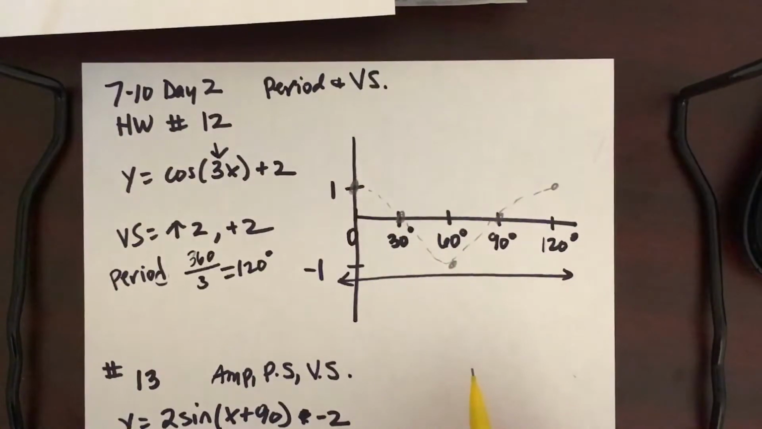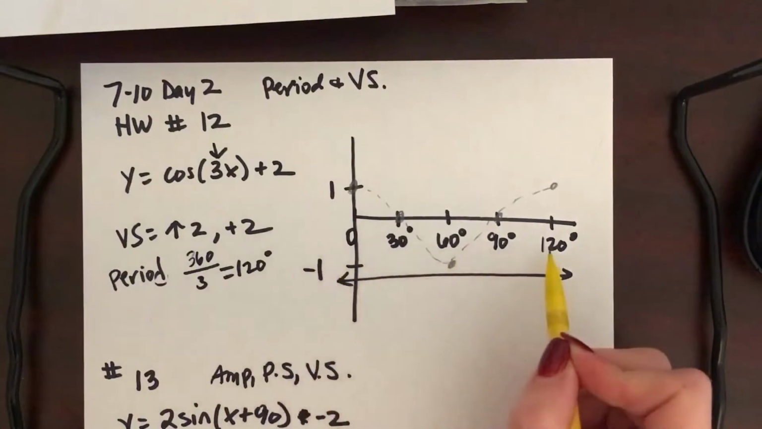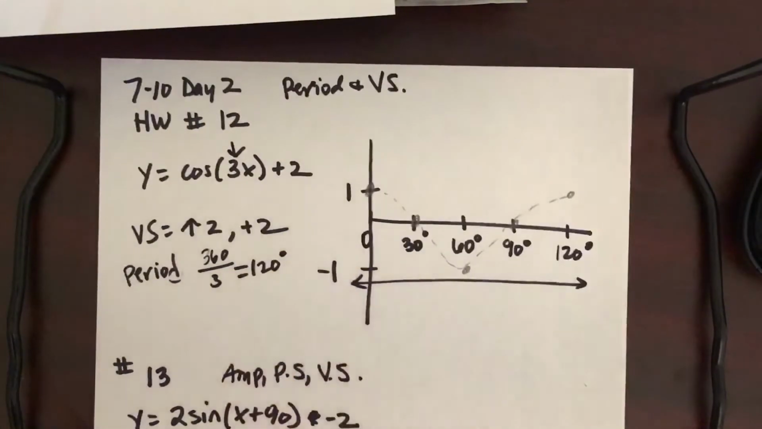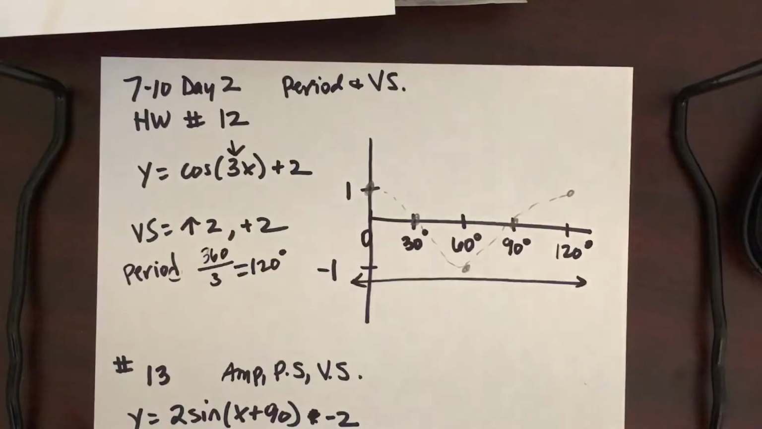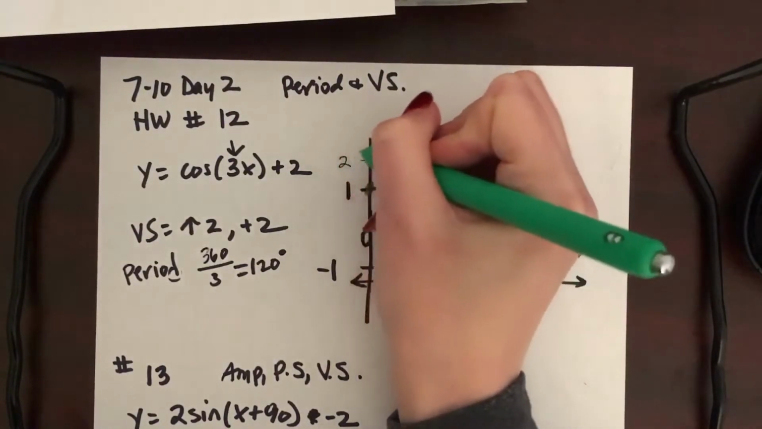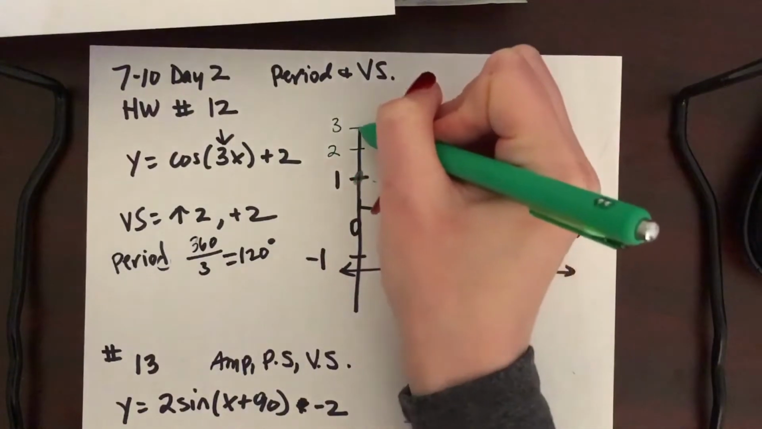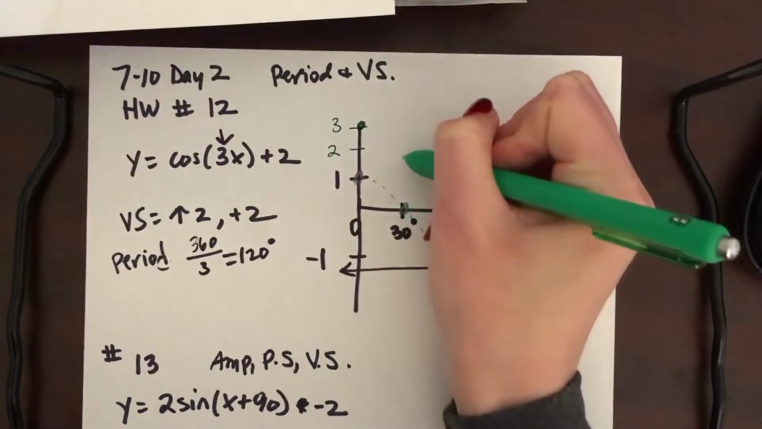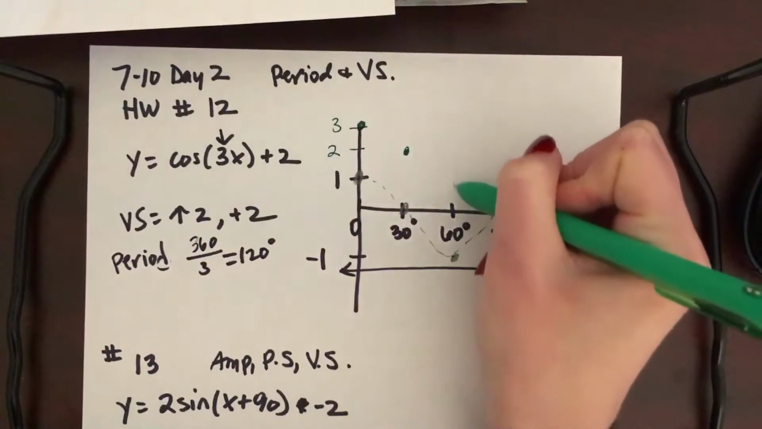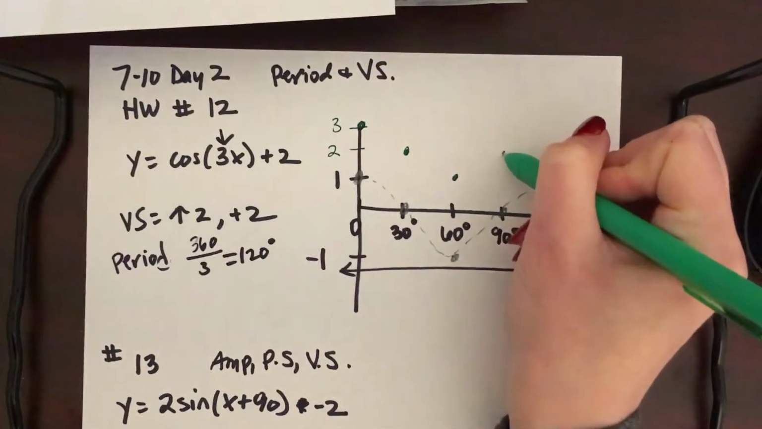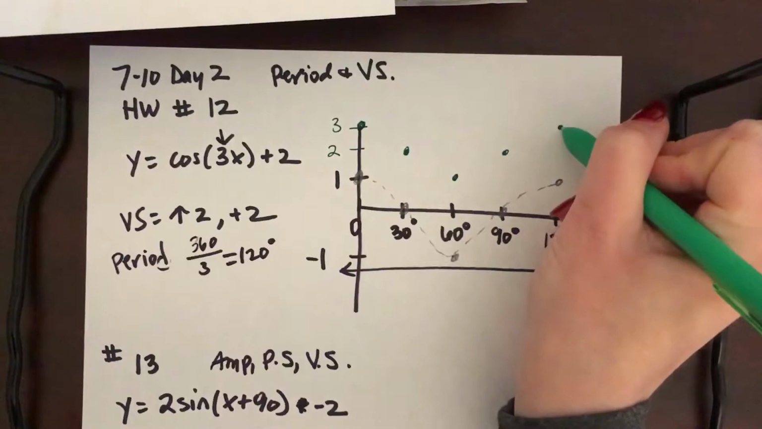So there's our regular cosine graph. We dealt with the period already by changing the intervals here, so we're just going to do the up 2. So I'm going to take all of my values and go up 2 units. So I'm just going to extend my graph a little bit in that direction. So from 1 up 2, now we're at 3. Up 2, we're at 2. Up 2, we're at 1 now. And then 2, and then 3.